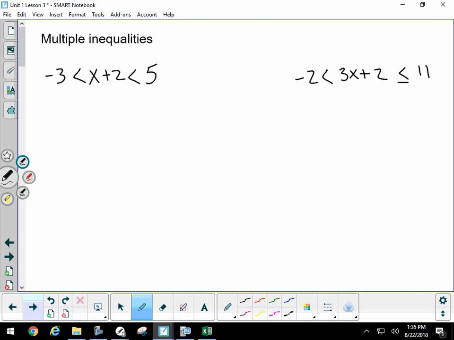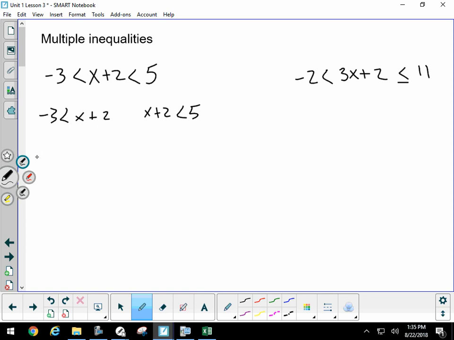It's important when you see multiple inequalities, like these guys, that you do two things. Okay? Two ways to tackle multiple inequalities where we have manipulations of x. You could either split this into two different inequalities and just solve both of them normally.